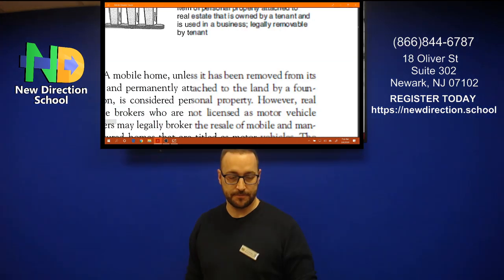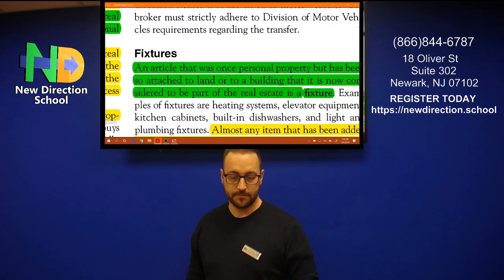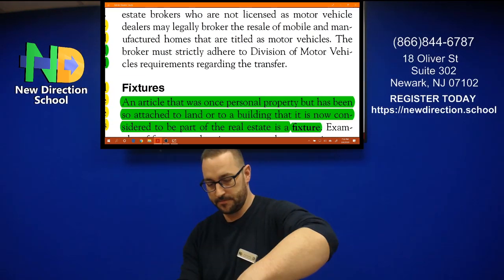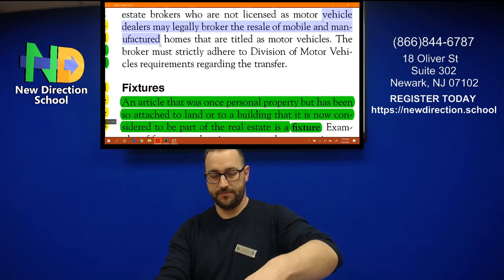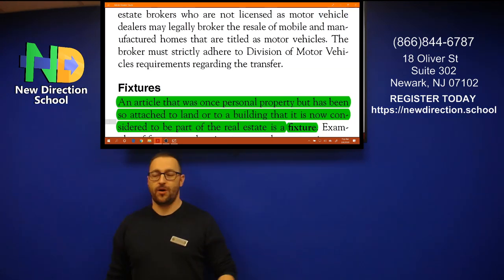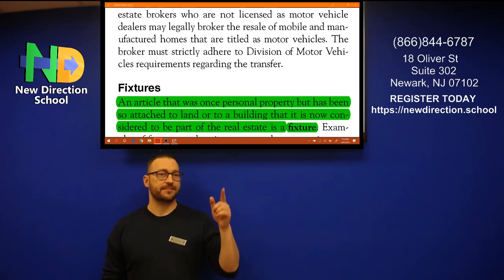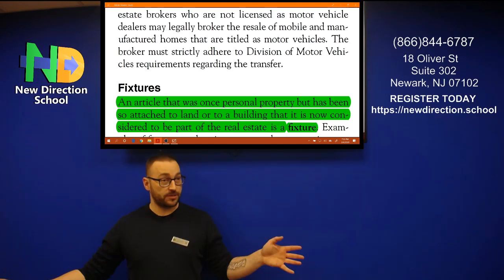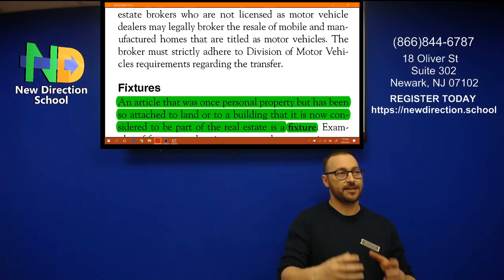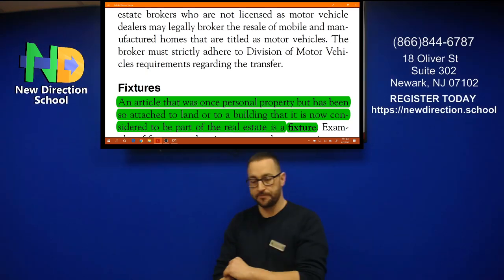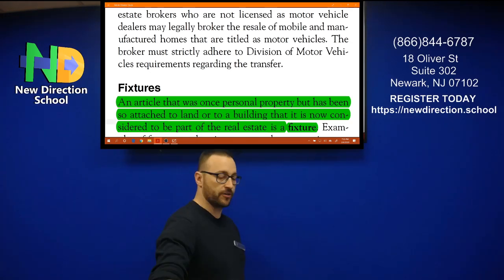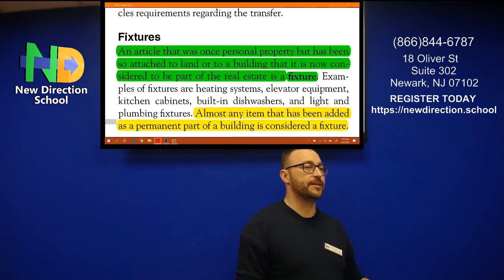Next, fixtures. Have you heard of fixtures before? Anybody? The term fixture? What are the most common fixtures that you guys know about? Light fixtures. But why do we call it a fixture? Well, because it's fixed. See, the thing is, an article that was once personal property, but has been so attached to the land that it now belongs to it, is considered part of real estate. It's a fixture. Light fixtures, plumbing fixtures, heating systems, elevator equipment, kitchen cabinets.